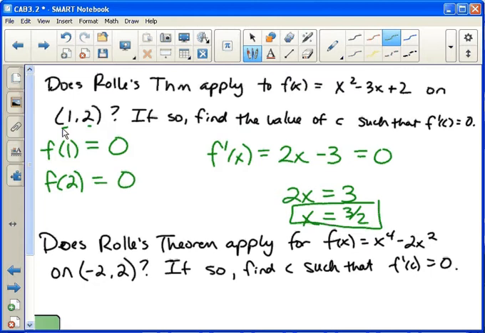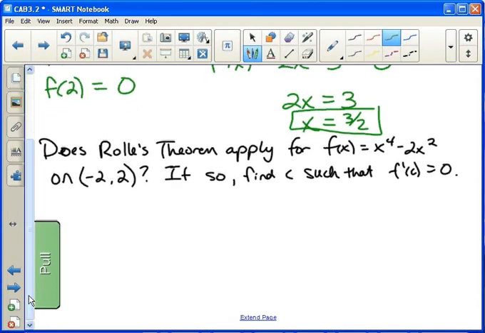Alright, let's look at the second example. Does Rolle's theorem apply for f of x equals x to the fourth minus 2x squared on the interval negative 2 to positive 2? If it does, find the c value such that f prime of c equals 0. Alright, again, as far as continuous and differentiable, we just need to look for the red flags. Here there aren't any of the red flags because there's no denominator, there's no x to the 1/3 or 2/3 or anything like that. There's also no absolute value. So it is continuous and differentiable.